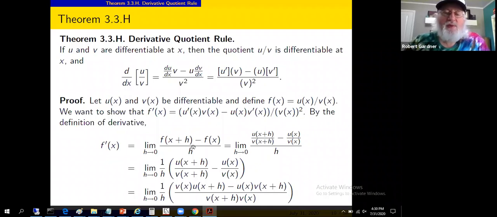So what is f of x plus h? Well, f of x is u of x divided by v of x. So if I plug x plus h in wherever there's an x, we'll get u of x plus h divided by v of x plus h. Minus f of x for the rest of the difference quotient. Okay, we'll subtract u of x divided by v of x, and the whole thing's divided by h. That's the definition of derivative in terms of limits of difference quotients. This is just substitution for the f function, the u's, and the v's.